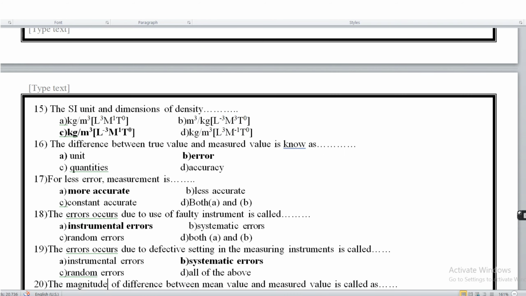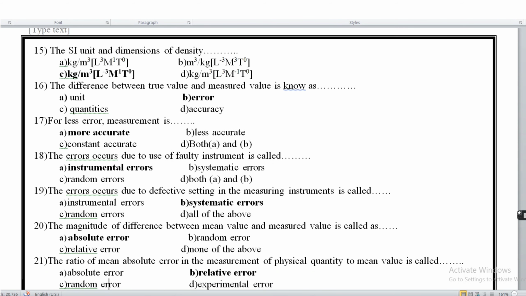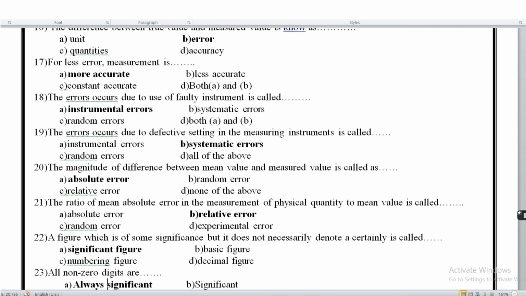The difference between true value and measured value is known as what? It is known as error. For less error, measurement is more accurate. The errors that occur due to the use of a faulty instrument are called which type of error? It is instrumental error. The errors that occur due to defective setting in a measuring instrument are called systematic error.